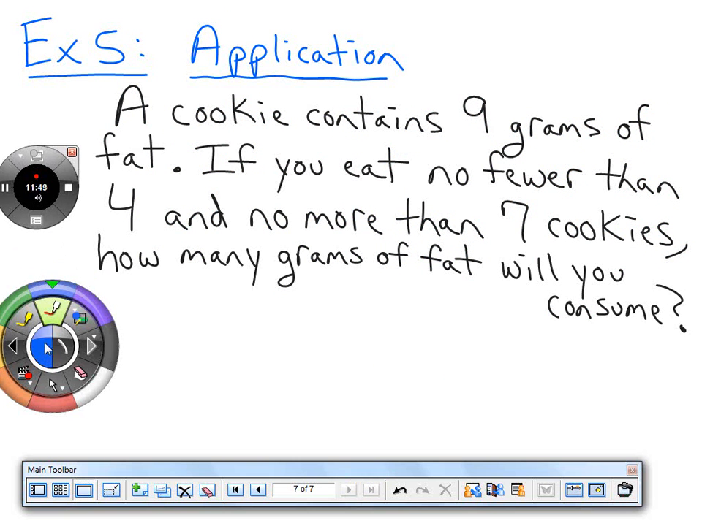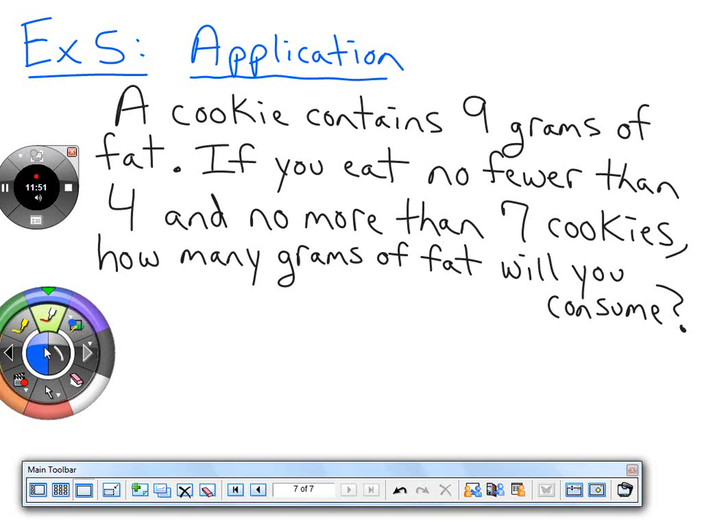Last problem. Application. A cookie contains 9 grams of fat. Okay? If you eat no fewer than 4 cookies and no more than 7 cookies, how many grams of fat will you consume? Well, this is just an example of how you can write an inequality to represent how much fat you're going to have. So let's say x is the number of grams of fat.